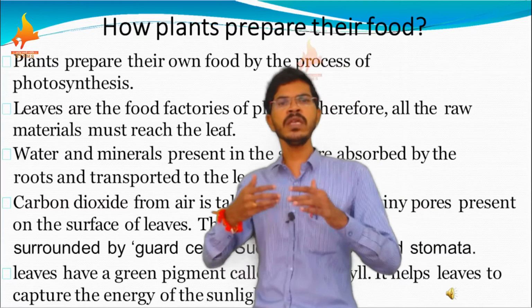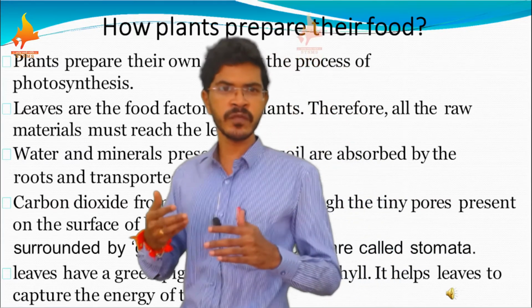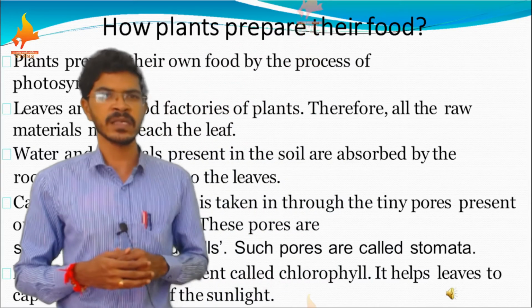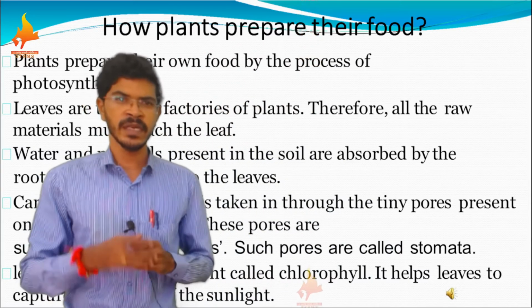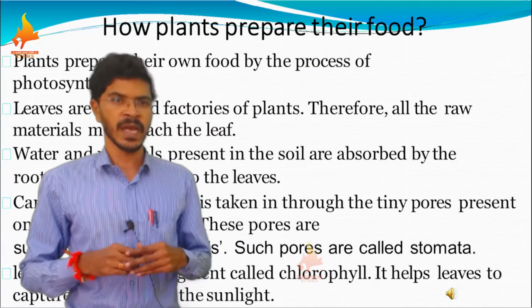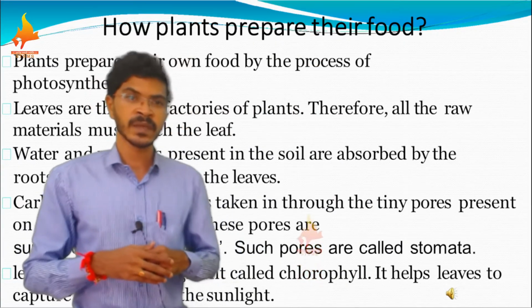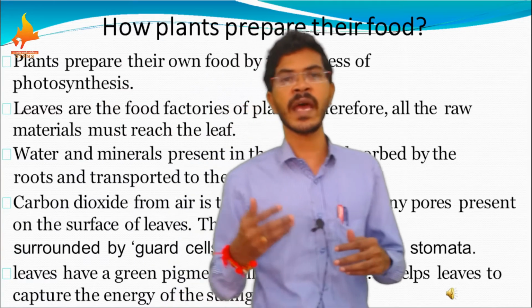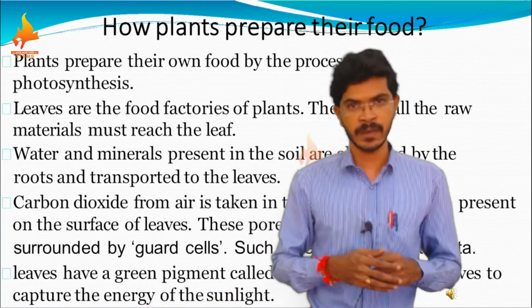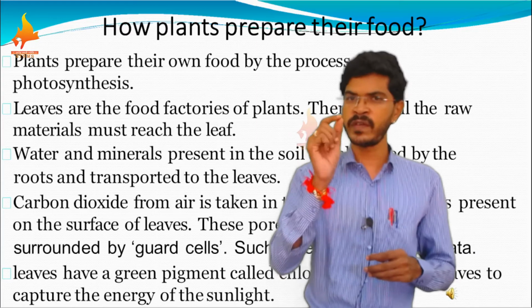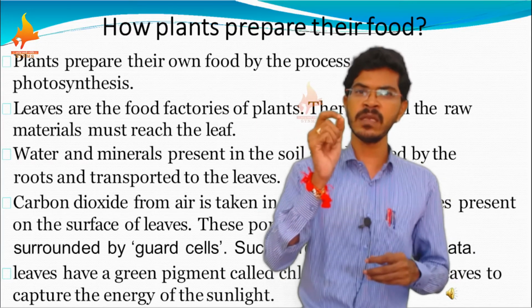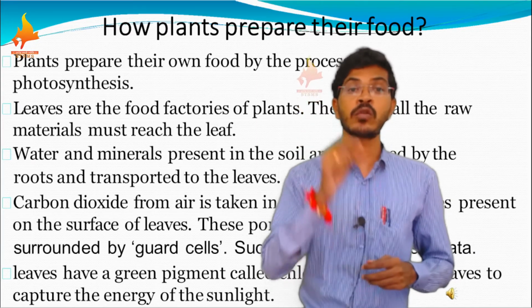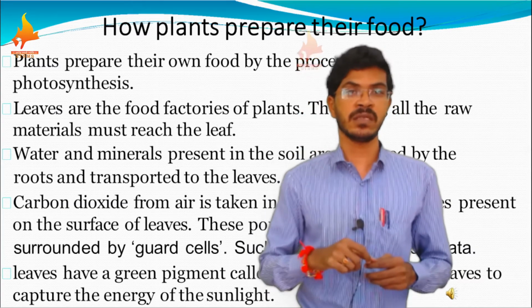And why only the leaf is able to produce the food? Why not some other part of the plant? Because it is green in color. And why is it green in color? It is green in color because of the presence of a substance called chlorophyll. Chlorophyll is a pigment. Pigment means which gives color, and chloroplast is the structure.